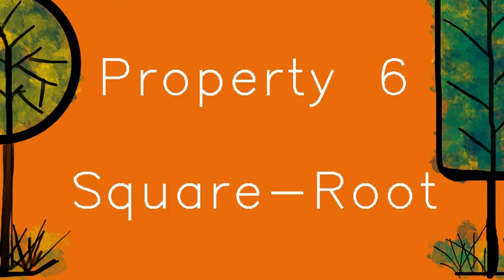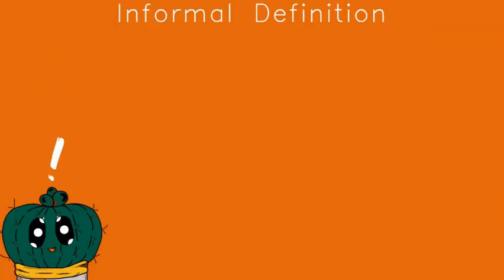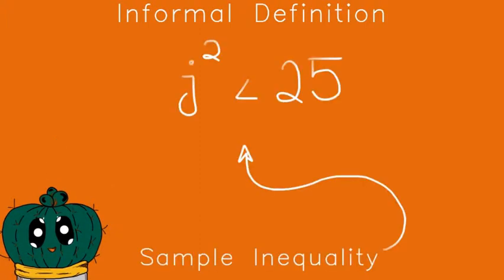Hello and welcome back. Right now we are discussing the sixth property, which is taking the square root. How do you actually take the square root when you are dealing with an algebraic inequality? First of all, like we always do, let's take out our inequality: j squared is less than 25.